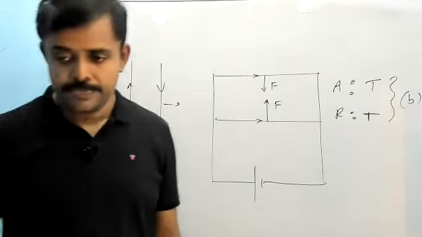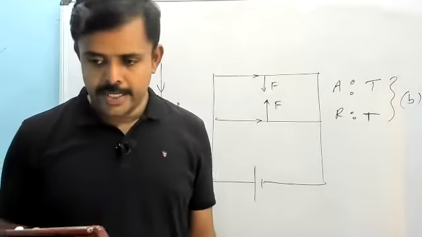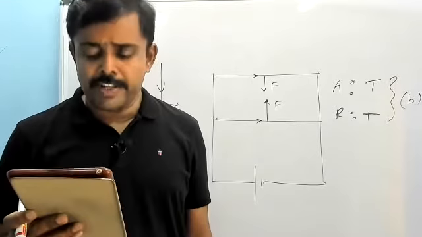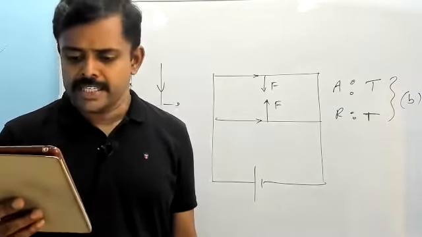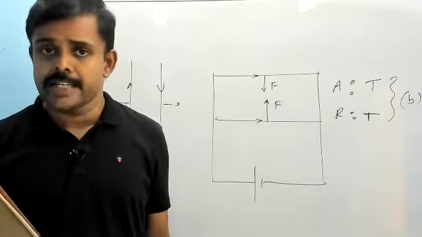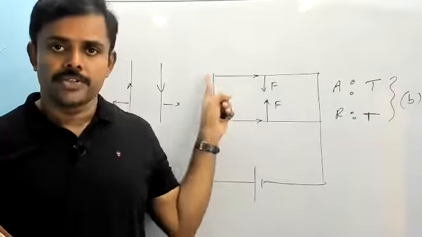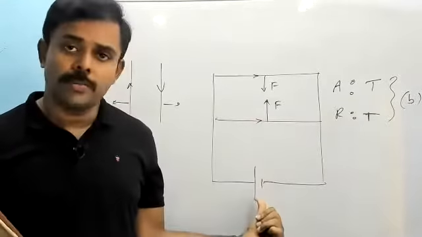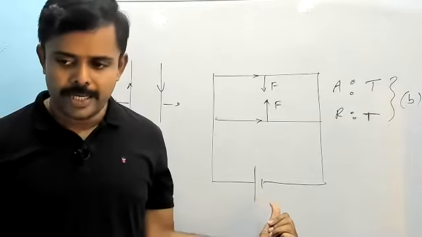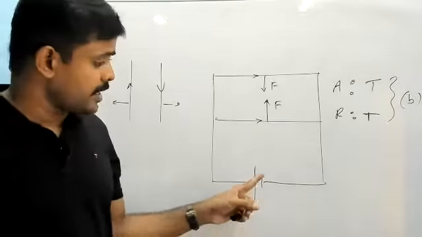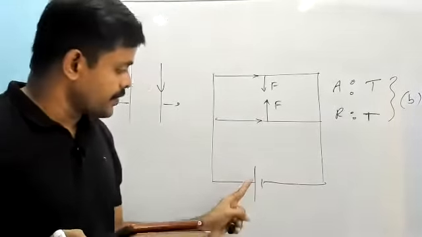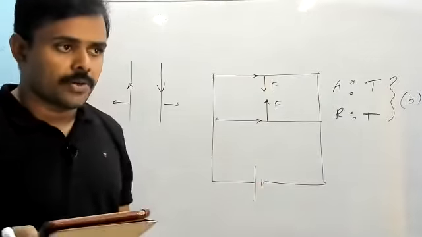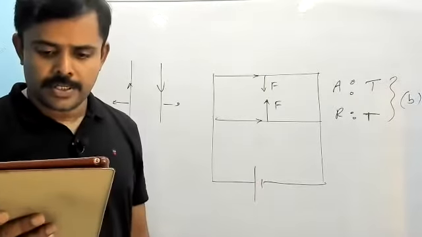No? Read it again. Okay, question number 18. When two long parallel wires hanging freely are connected in parallel to a battery. Two wires are connected in parallel to a battery. And then current is going from where to where? Positive to negative. So the currents are going in these directions, right?